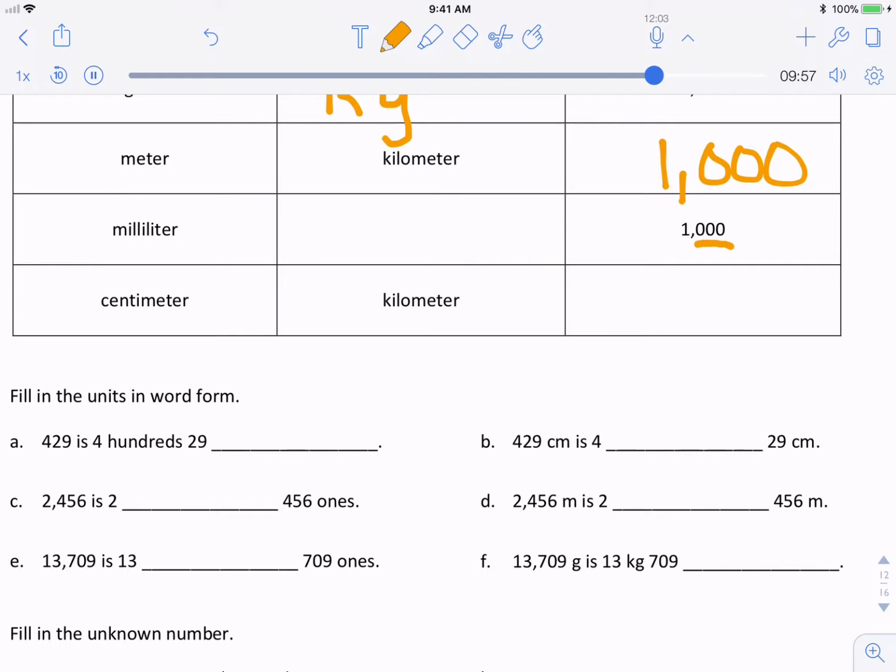Okay, fill in the units in word form. Let's look at 2A. 429 is 4 hundreds, and then 29, well, where is the last number? The last number is in the ones place, so I have 4 hundreds and 29 ones. What is the same as 400 centimeters? 400 centimeters is the same as 4 meters.